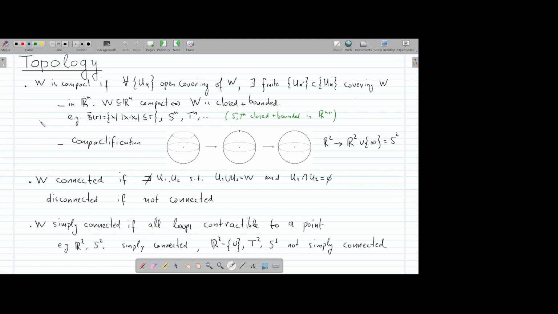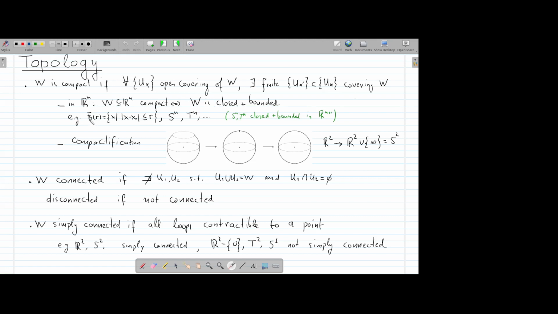A set W is compact if it has an open covering. That means a set of open sets whose union contains the set W, if every such open covering has a sub-covering that has a finite number of sets inside it. To understand what compact sets are, there is a theorem in Rn that states that if a set W, subset of Rn, is compact, then W is both closed and bounded, and vice versa.